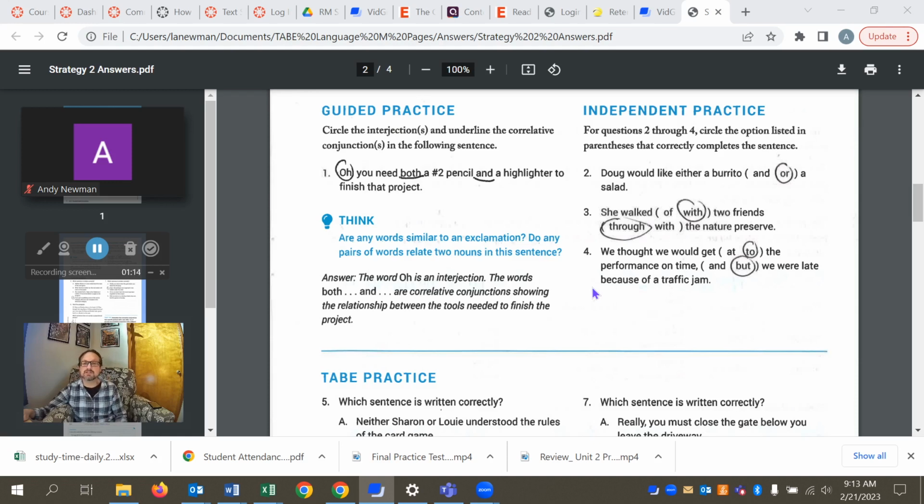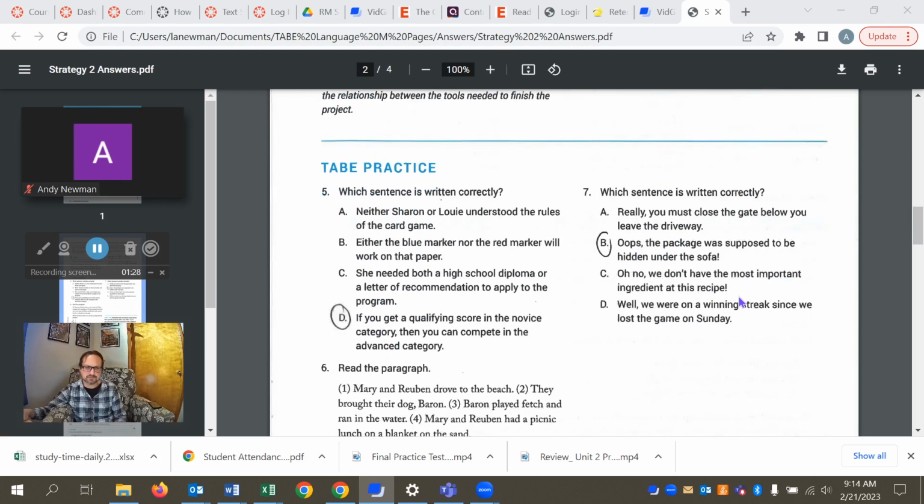The prepositions, we're choosing the correct one. "But we were late because of a traffic jam." "But" is the correct choice here because we're showing opposition. One thing is true, but something contradictory also happened, and it's true.